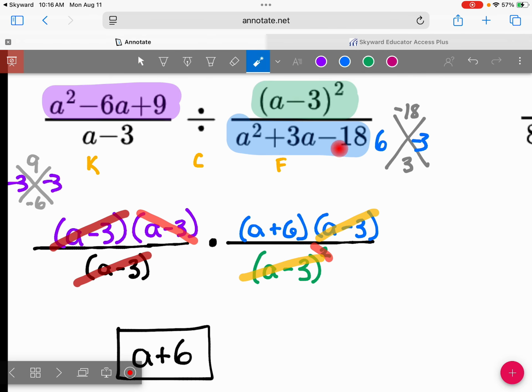This is a very, very complicated way of writing a plus 6. It means the same thing. They are equivalent. They are gross, but they are equivalent. Okay. Questions on that one?